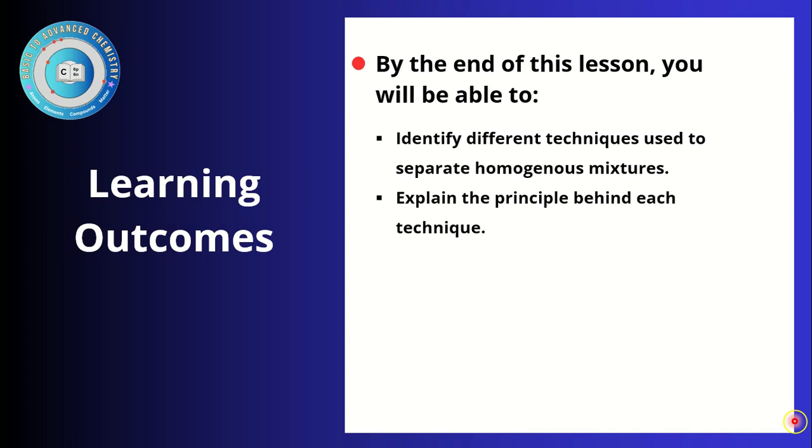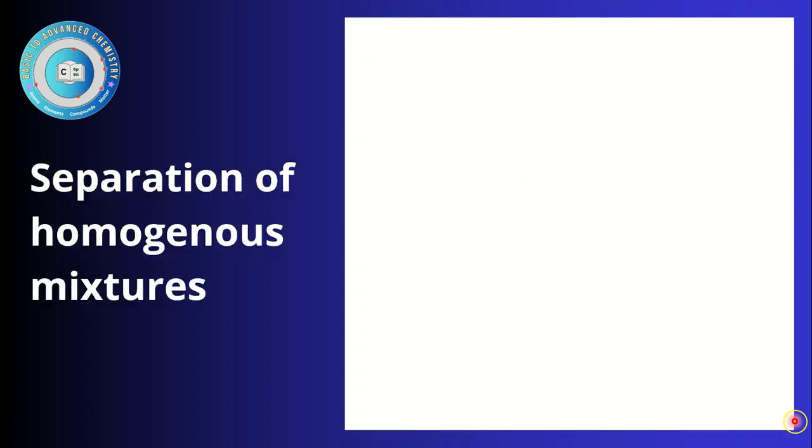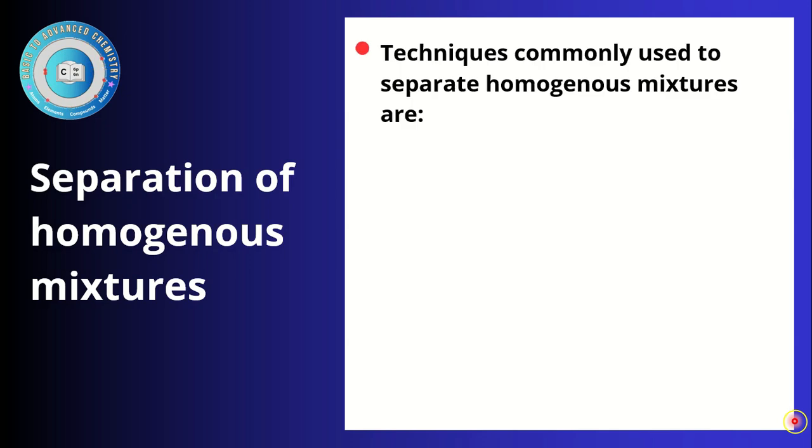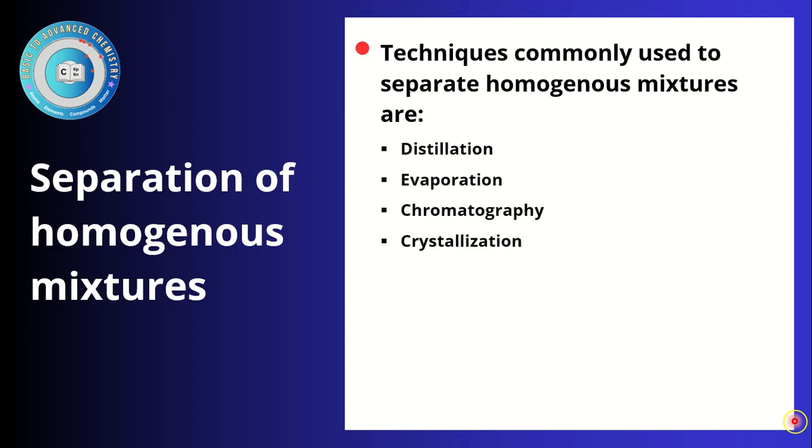Explain the principle behind each technique. Give examples for each of the techniques. Let us see the lesson. Separation of homogeneous mixtures. Techniques commonly used to separate homogeneous mixtures are distillation, evaporation, chromatography, and crystallization. Let us see one by one.